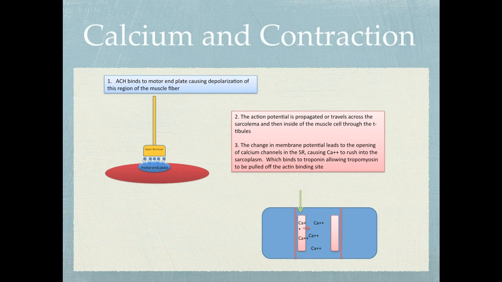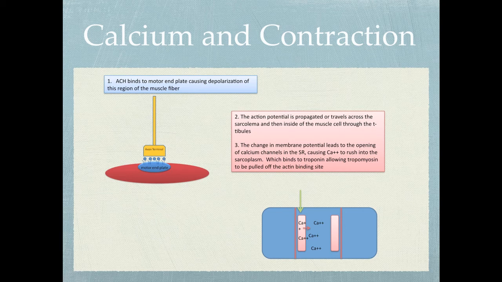So let's sum this up here. ACh binds to the motor end plate, causing depolarization, or that rapid change of charge from negative to positive. The action potential is propagated to travel across the sarcolemma and then inside the muscle cell via the T-tubules. The change in membrane potential leads to the opening of calcium channels in the sarcoplasmic reticulum, causing calcium to rush out of the sarcoplasmic reticulum. This binds to troponin, allowing tropomyosin to be pulled off the actin binding sites. And now, what happens?